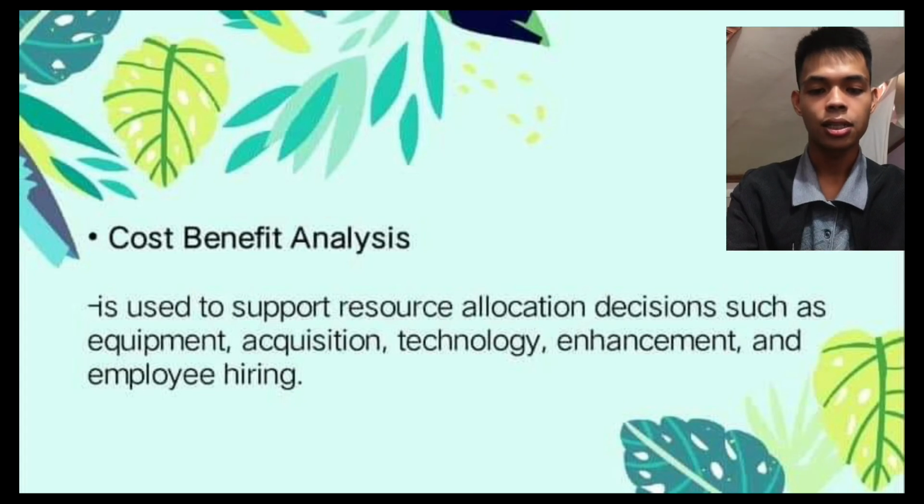Cost-benefit analysis is used to support resource allocation decisions such as equipment acquisition, technology enhancement, and employee hiring. Cost-benefit analysis helps businesses weigh pros and cons in data-driven ways so they can make complex decisions in a systematic manner. The primary reason for conducting cost analysis is generally to determine the true or full cost of each of the programs under analysis, both services and end products.